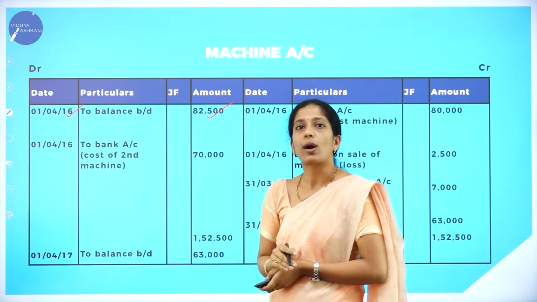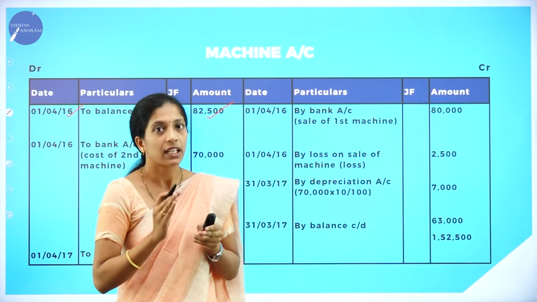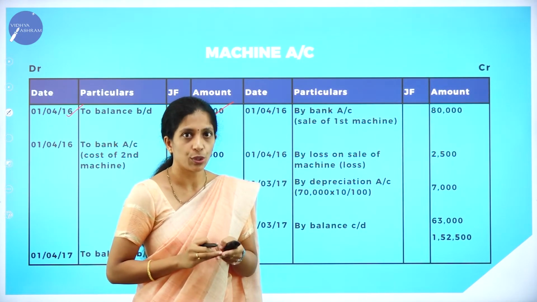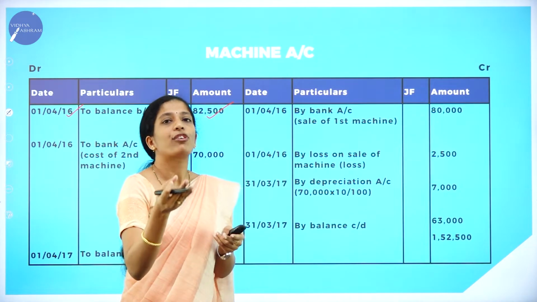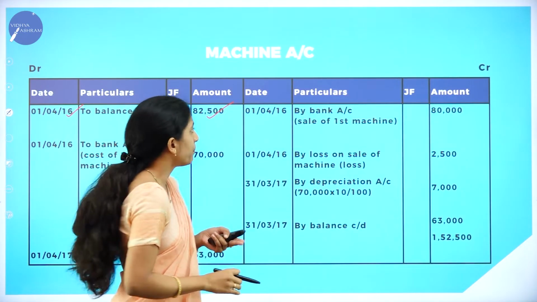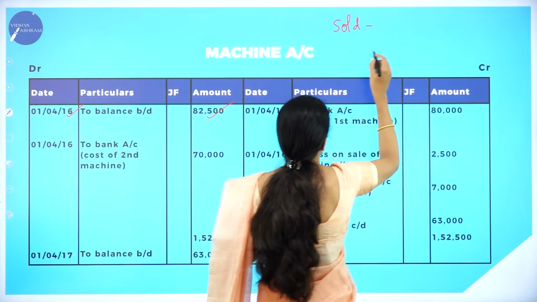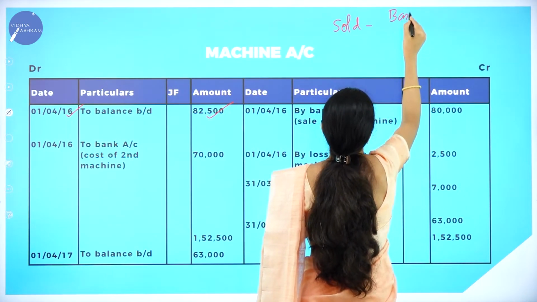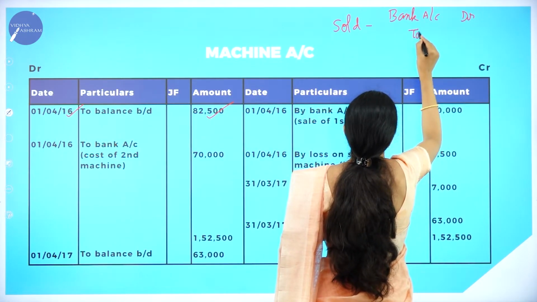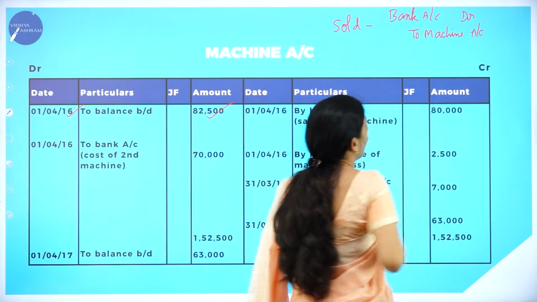But in the last year what happens? This first machine which we have purchased, they have sold that machine. Correct? And on the same day they have purchased a new machine. Now what is the entry for selling of machine? Your entry will be bank account debit to machine account. So this is for selling of machine.